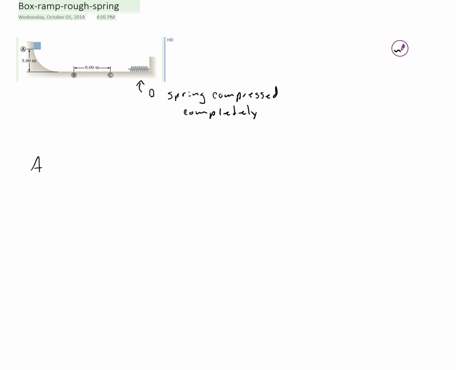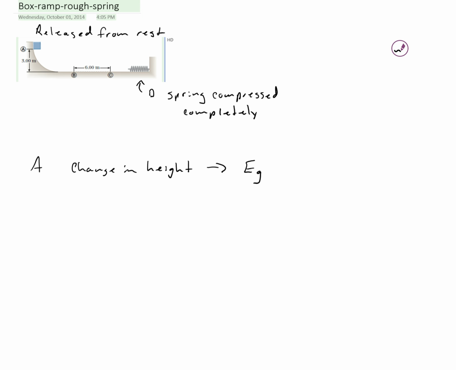So at position A, what we want to think about is, well, what's the object doing? We're going to say released from rest. Maybe I better write that up here. And since we have a vertical, so we have a change in height, that implies we have gravitational potential energy. That should be included in our system.